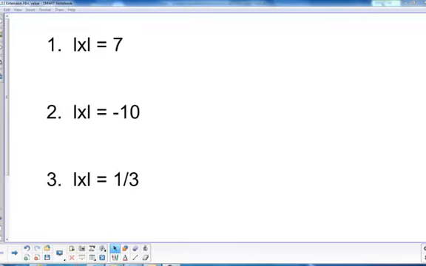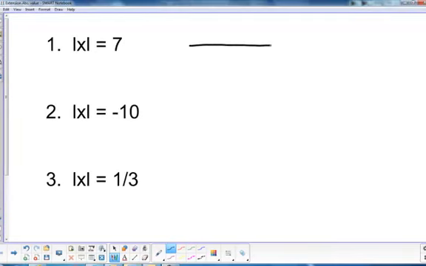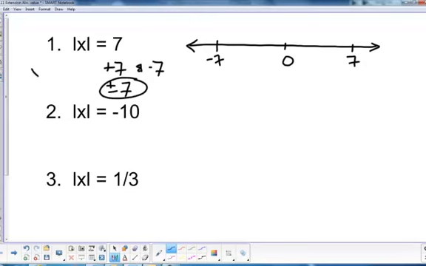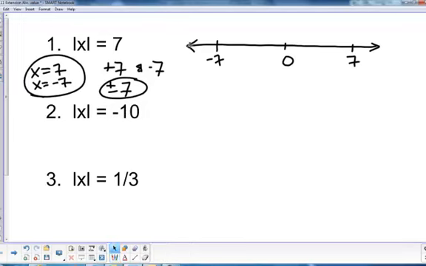All right, we're going to do the Chapter 2 extension, which is absolute value. And absolute value is a measure of distance. So if you look at a number line, what is 7 away from 0 is both positive 7 and negative 7. So the absolute value of x is positive 7 and negative 7. You could also write that like that. So you could write x equals 7, x equals negative 7, or just positive or negative 7.